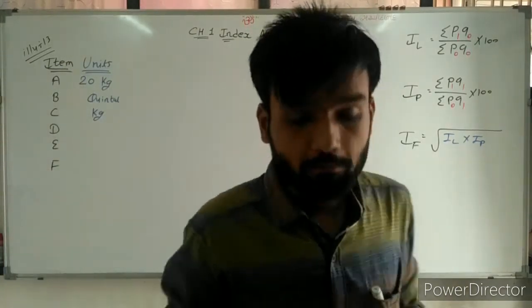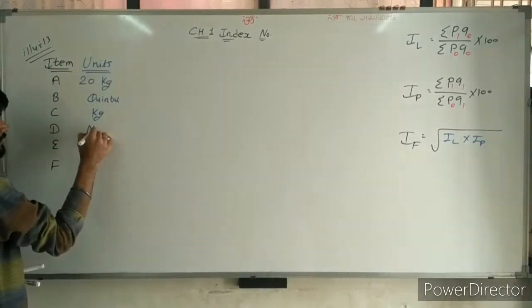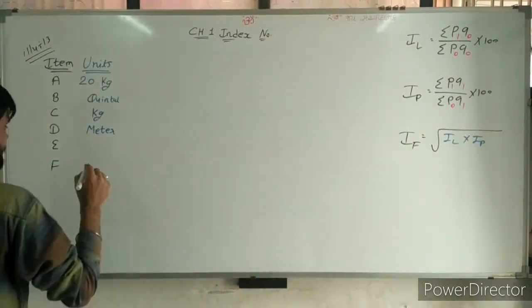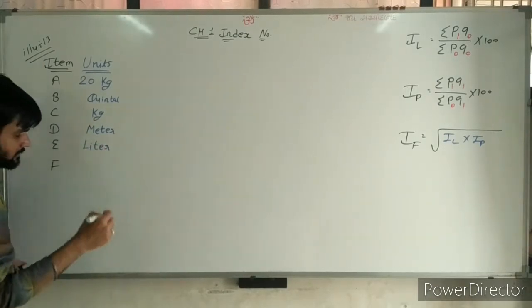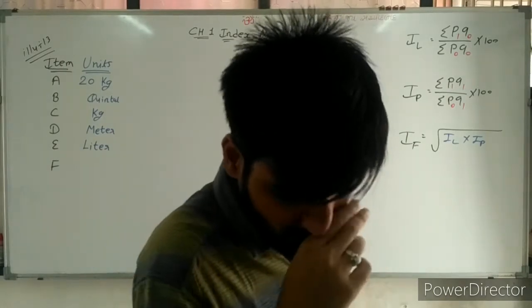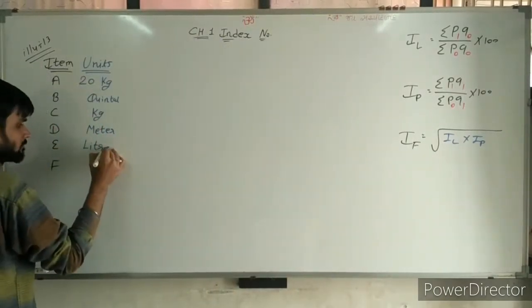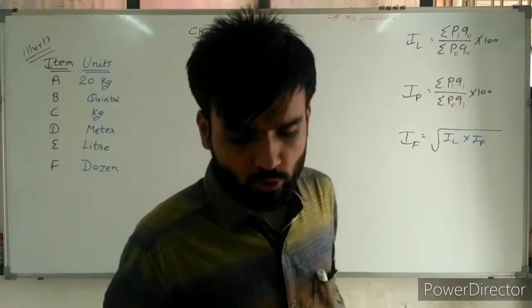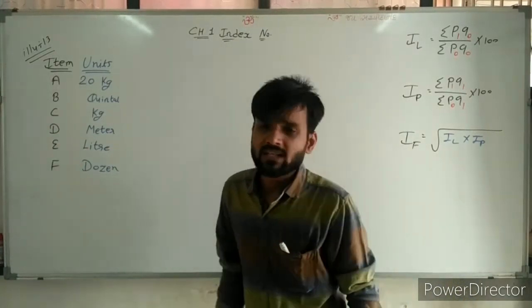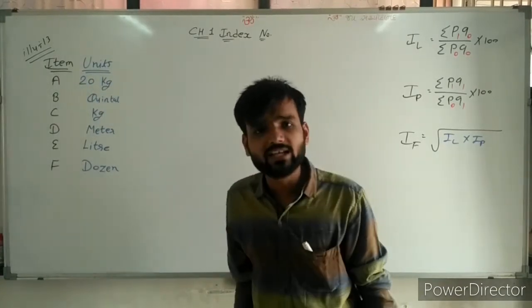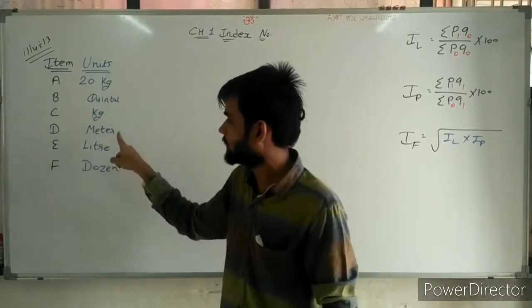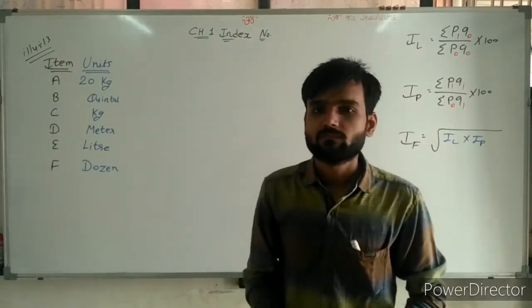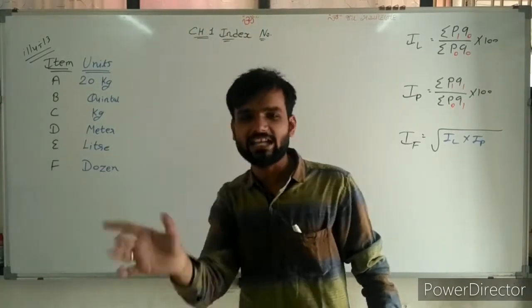For D item, meter given. For E, liter. And dozen. So these are units given for particular items. Now here 20 kg given, for others nothing is given. It means it's 1 kg, 1 quintal, 1 kg, 1 meter, 1 liter, 1 dozen. So this information is about that particular 1 unit. But this is for 20 units, 20 kg.